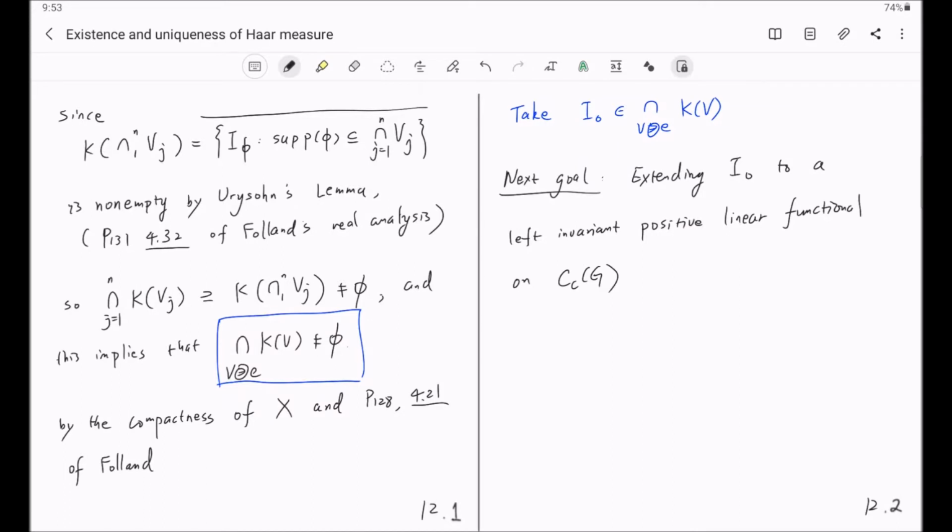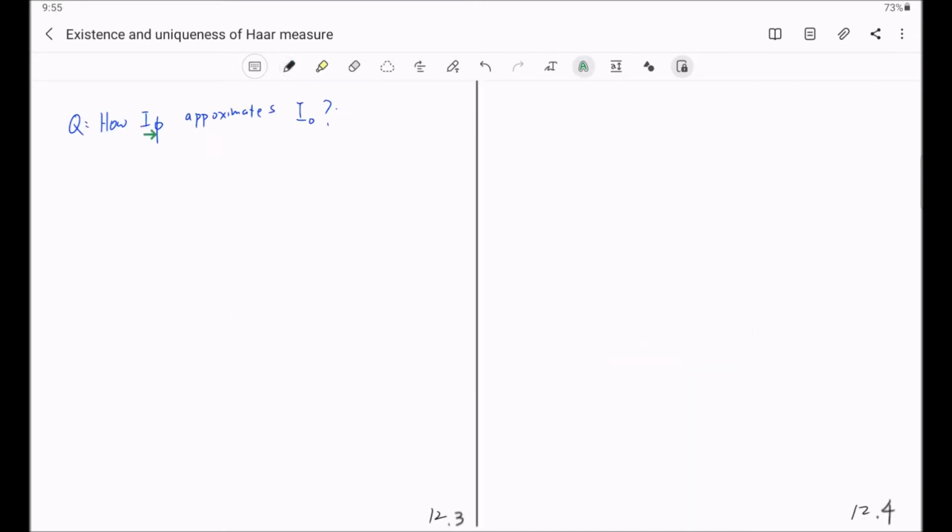At this point, there's one thing I need to explain to you. Remember earlier, I told you that we'll use those I sub phi to approximate I naught. So now I have to tell you how this works. How I sub phi approximate I naught. I sub phi approximate I naught in the following sense.